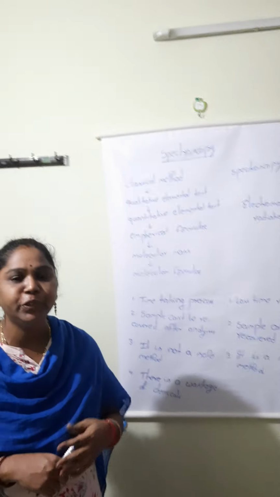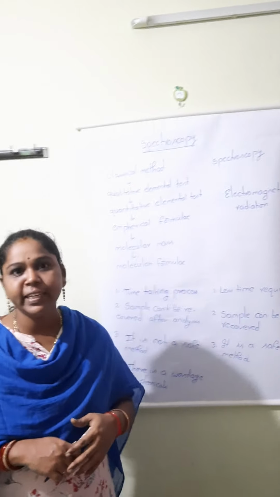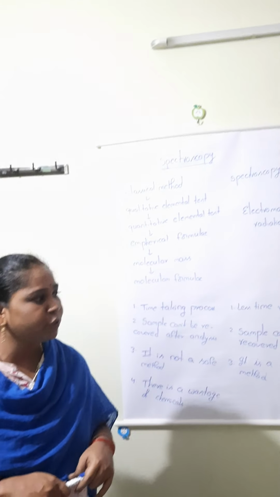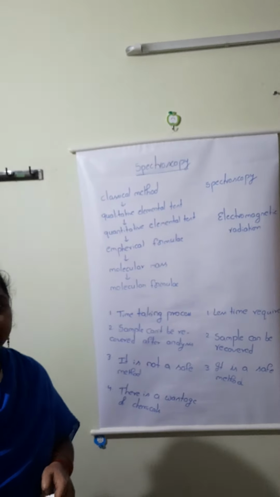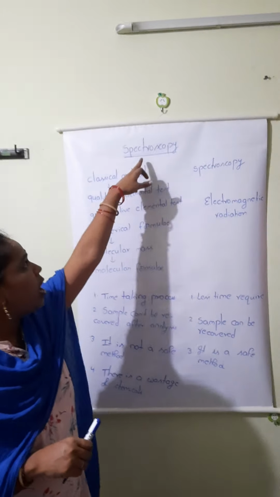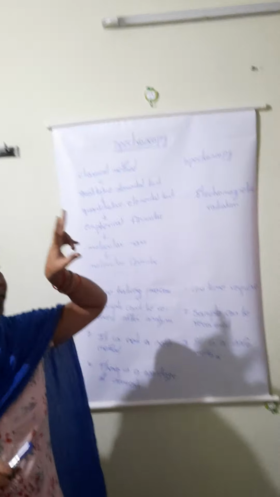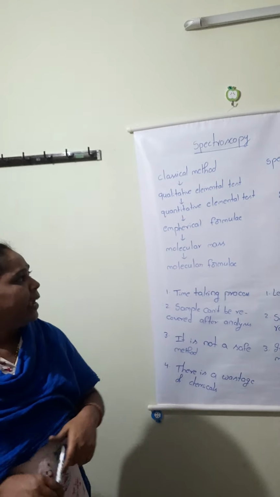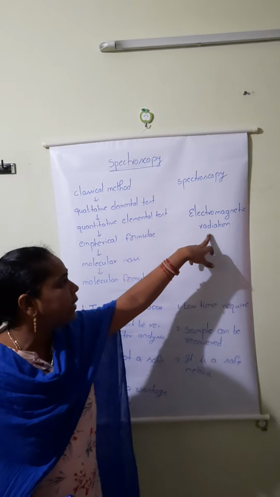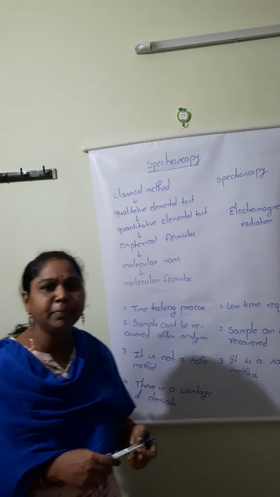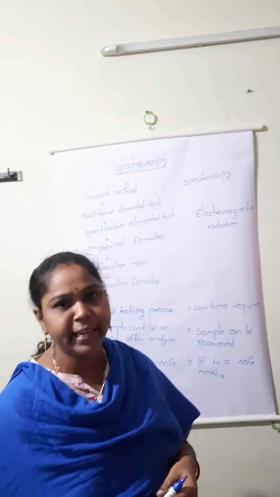In this semester, 2 units are there. The first unit is general features of absorption and electronic spectroscopy, and the second unit is IR and NMR spectroscopy. Then what is spectroscopy? Spectroscopy is a technique used to study the interaction of electromagnetic radiation with matter. Matter contains atoms, elements, ions, anything.